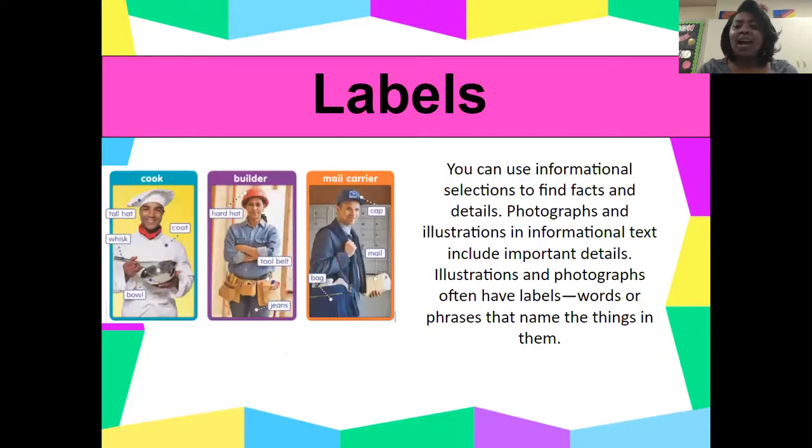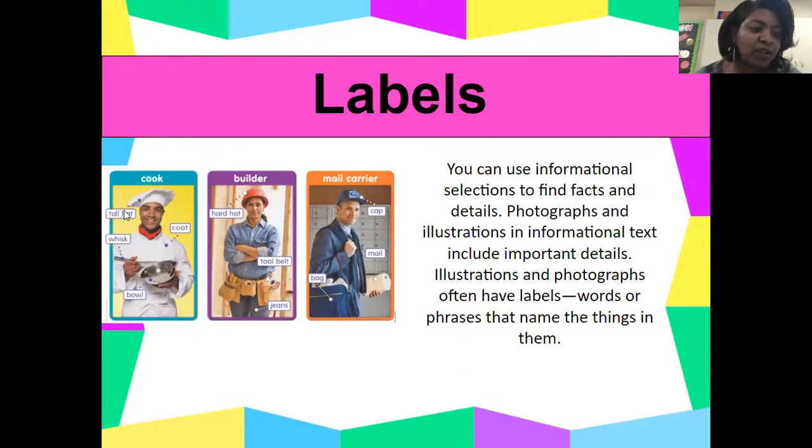All right, today we're going to talk about labels. You can use informational selections to find facts and details. Photographs and illustrations in informational text include important details. Illustrations and photographs often have labels, words or phrases that name the things in them. For example, cook.